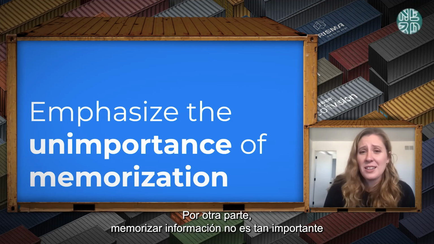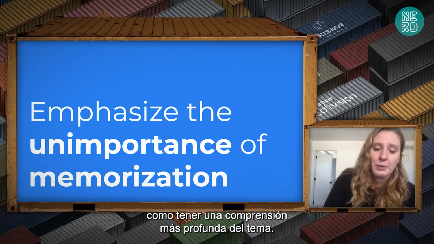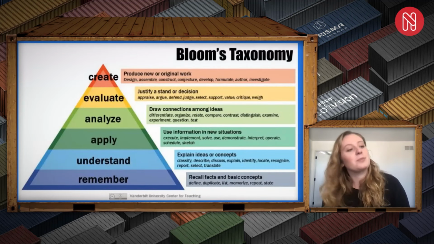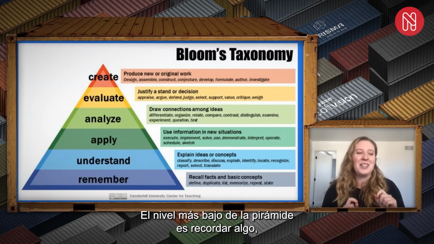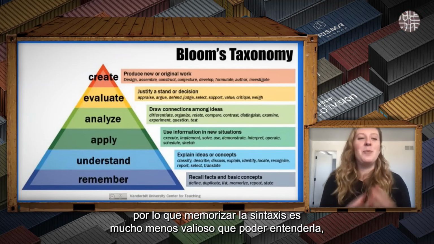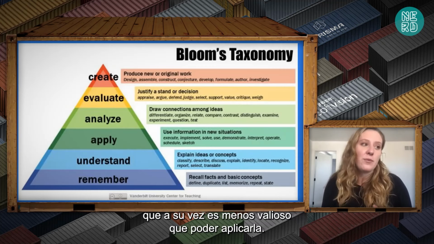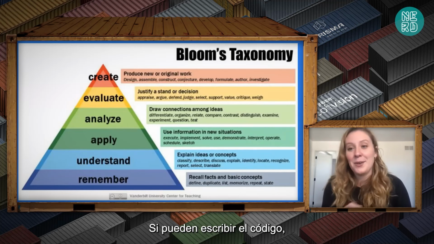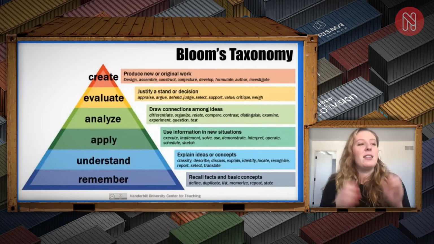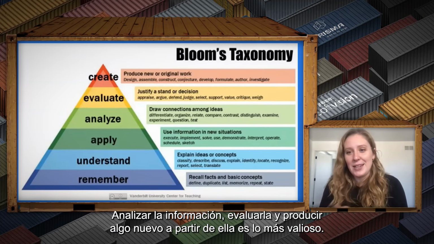In addition, memorizing things is so much less important than having deeper understanding about it. So this is Bloom's taxonomy. The lowest level of the pyramid is remembering something. So memorizing the syntax is much, much, much less valuable than actually being able to understand it, which is less valuable than being able to apply it. If they can write the code, that's much better than just knowing how to set a variable. Then analyzing the information, evaluating it, and then actually producing new work off of it is the most valuable.